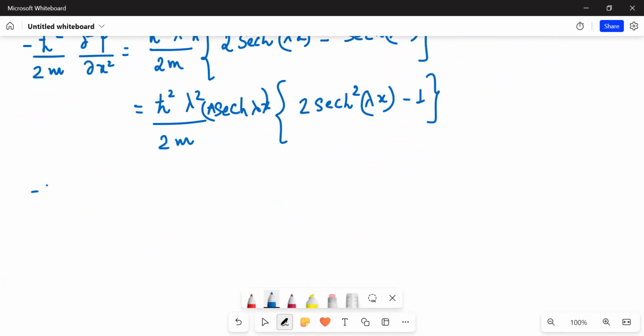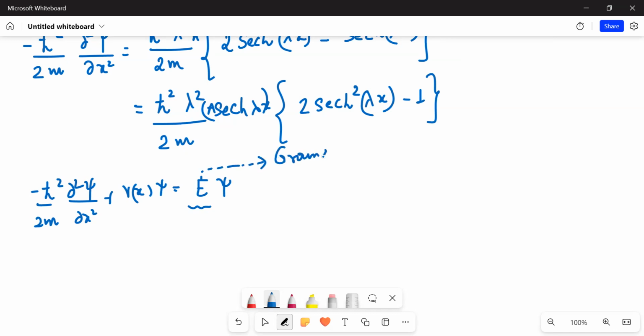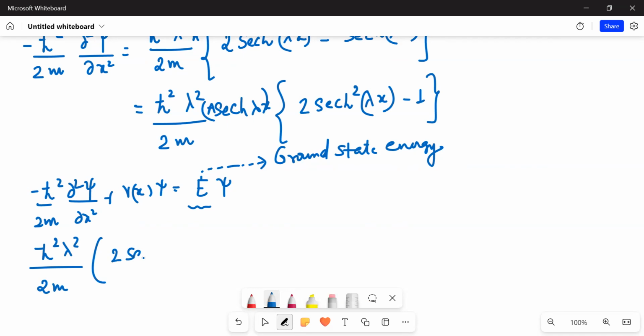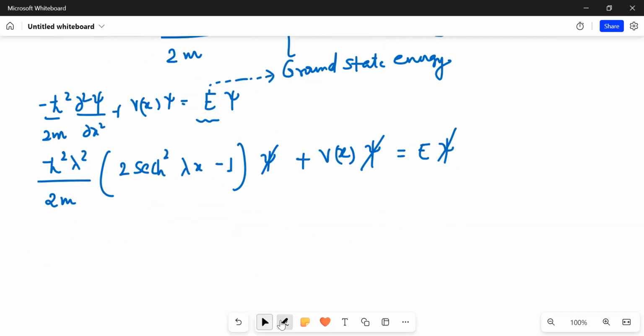The time independent Schrödinger equation is this. Please remember that this E would represent the ground state energy. We have calculated this already. So this is equal to ħ²λ² upon 2m times 2ψ plus V as a function of x times ψ is equal to Eψ.